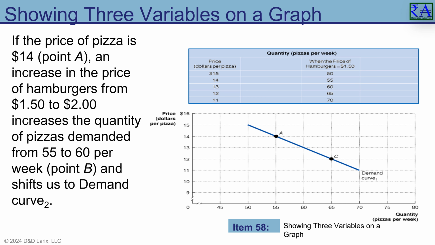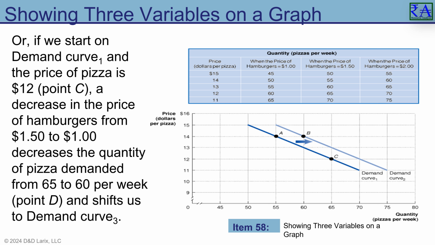Now, let's explore how changes in another variable, such as the price of hamburgers, can shift the demand curve. If the price of hamburgers increases from $1.50 to $2, the demand for pizzas increases at each price level. This change is reflected in the new demand schedule and the shift to demand curve 2. For example, at the same pizza price of $14, the quantity demanded increases from 55 to 60 pizzas per week, shifting from point A on demand curve 1 to point B on demand curve 2.